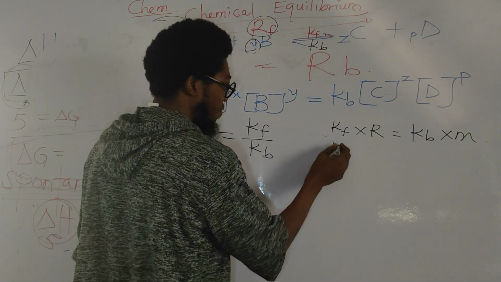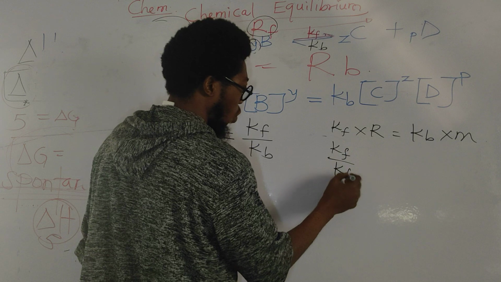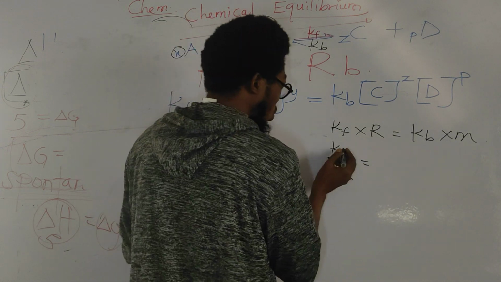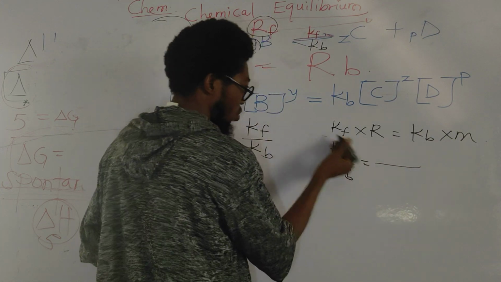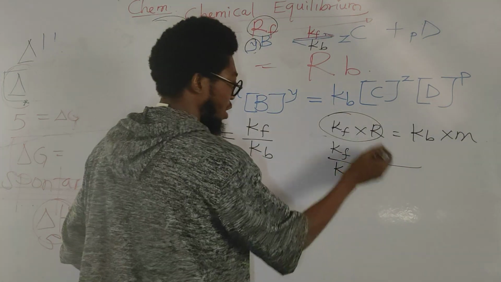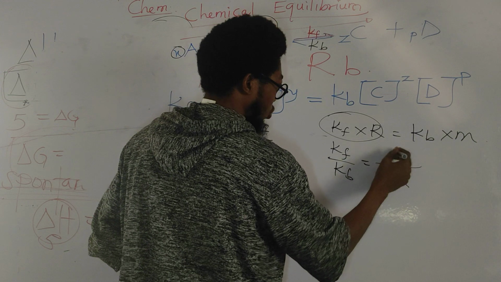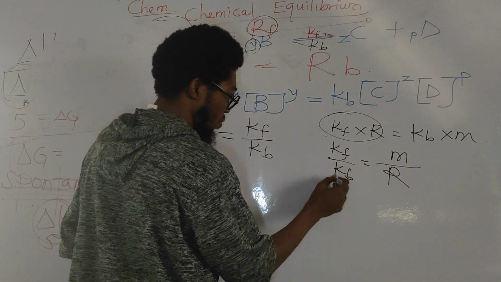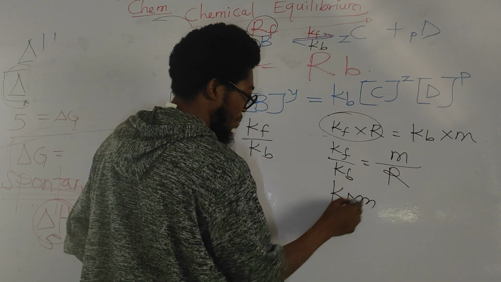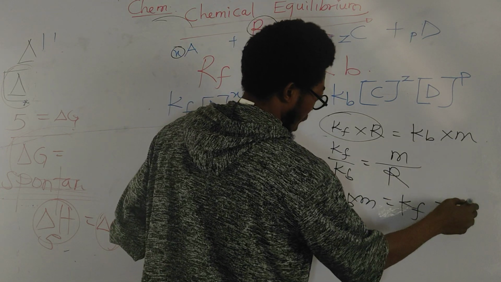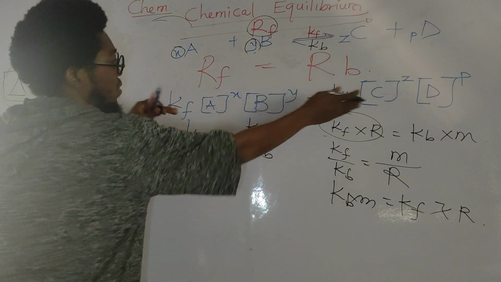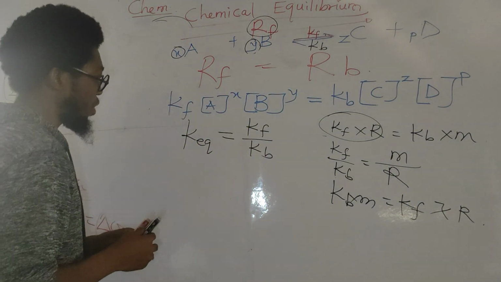Can you write that K forward over K backward equals... look at what is up here, what does it matter? That one will stay down, so that when you cross multiply you get this back. So R should be down, M should be up. If I cross multiply, I'll still get my K backward times M equals K forward times R. So we are going to do the same thing here to make this expression easy.